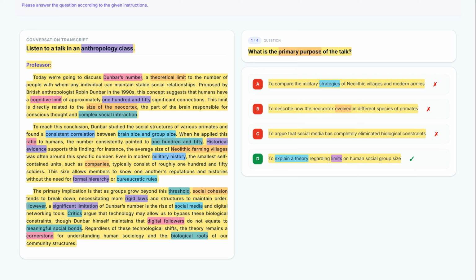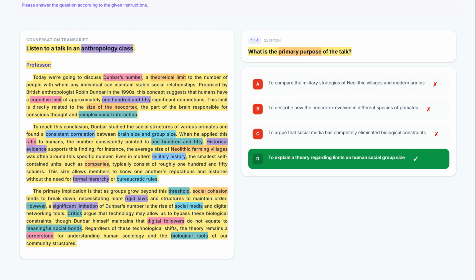The most accurate answer is option D, since the entire lecture is dedicated to describing Dunbar's number and its implications for human group sizes.